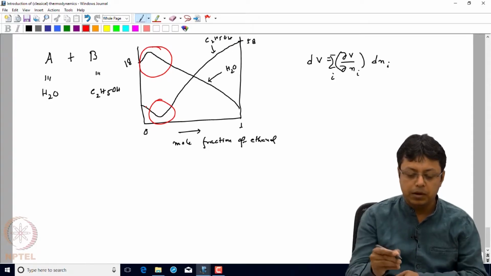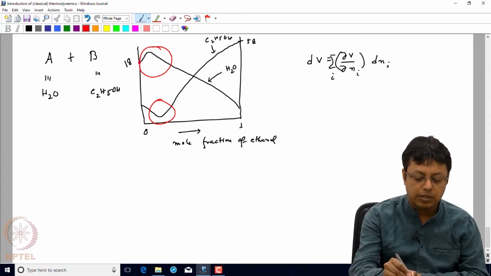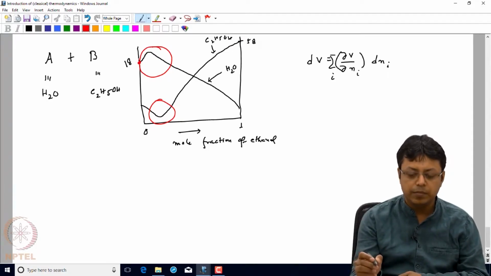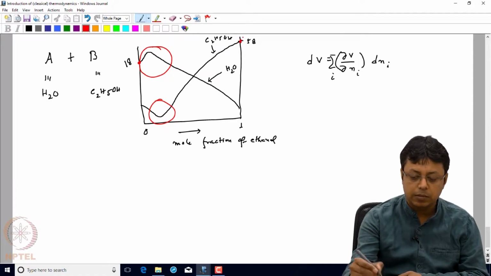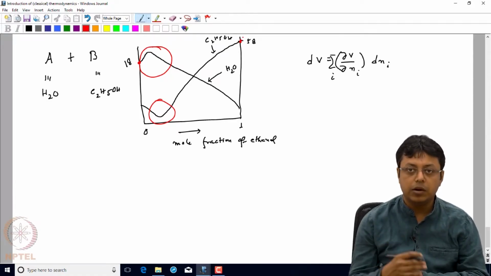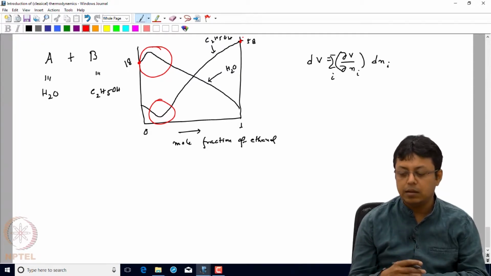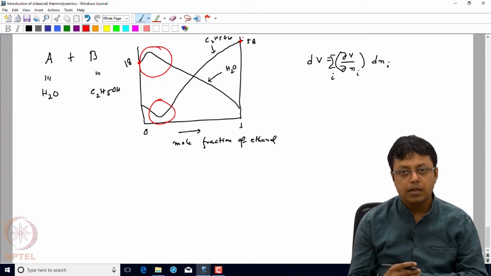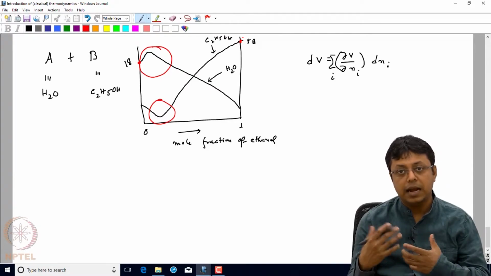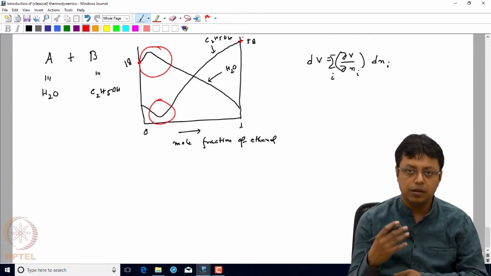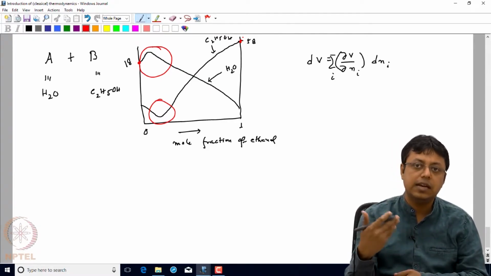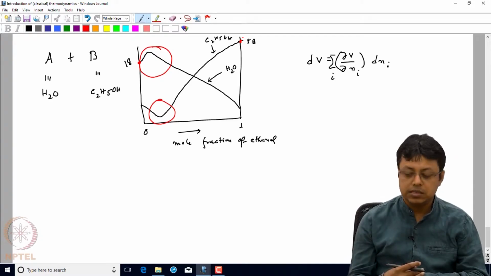So in the pure case, when the mole fraction of ethanol is 0, it will of course be 18 because it means pure water, and similarly if the mole fraction is 1, it will be pure ethanol, so it will be 58. But in between we see that the volume is not actually being added up, as one constituent is constantly being added into the system.